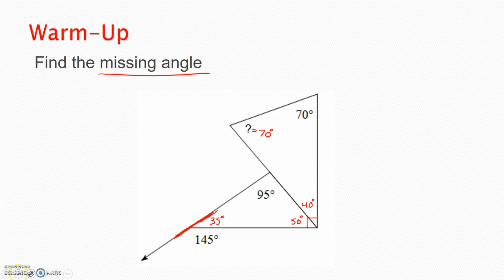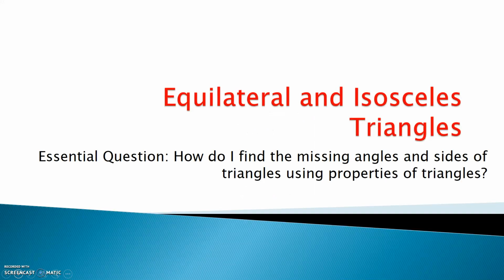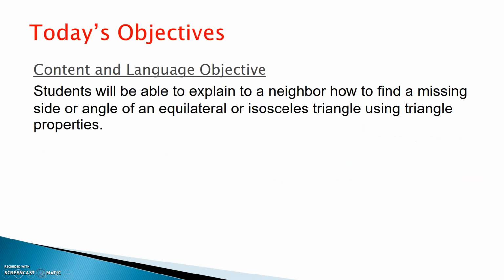All right, guys, so let's jump into today's lesson. So again, equilateral and isosceles triangles. Make sure you guys title that up front of your notes. And again, the backside will be the class activity. Okay, so again, today's objective: students will be able to explain to a neighbor how to find a missing side or angle of an equilateral and an isosceles triangle using triangle properties.